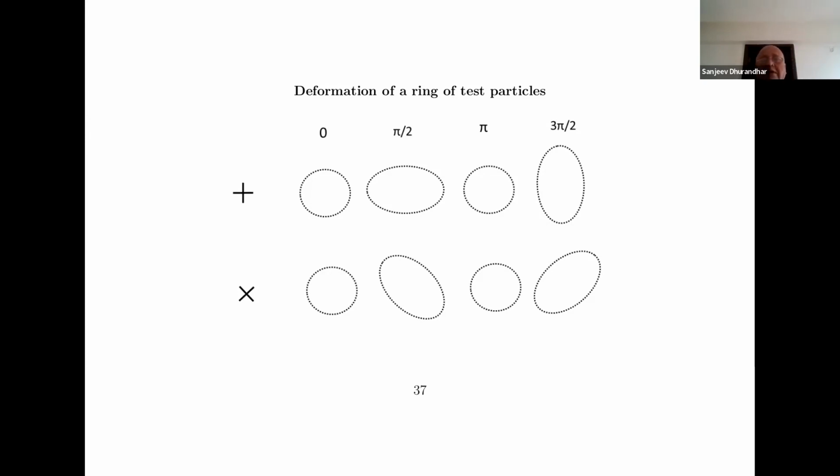And a general wave is a linear combination of the two, just like in electrodynamics. There you have Ex and Ey. You can add the two amplitudes of the polarization with a phase difference, and that will give you a general electromagnetic wave. The same thing is true here. You take one with H plus, one with H cross, and if you add the two of them together with a phase difference, that is a general plane gravitational wave.